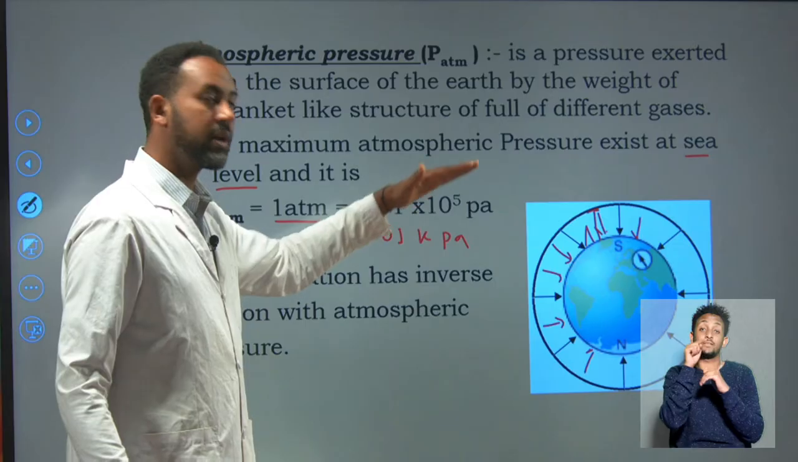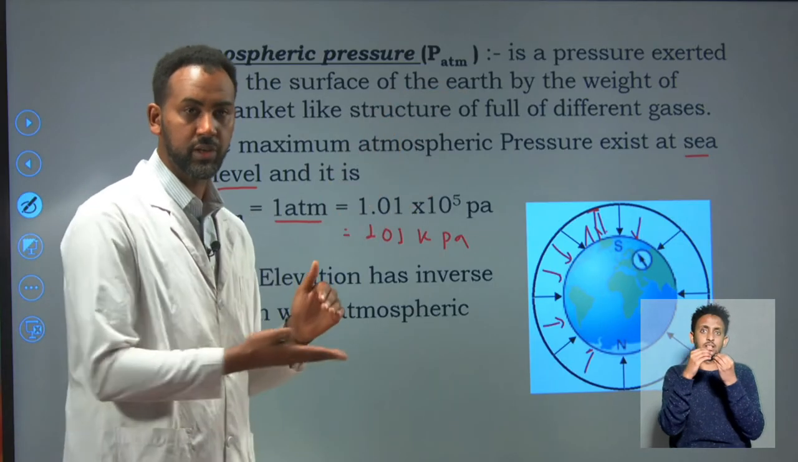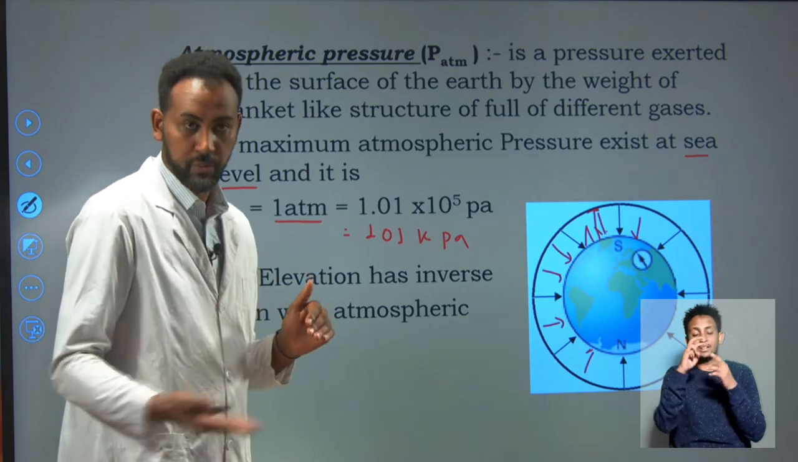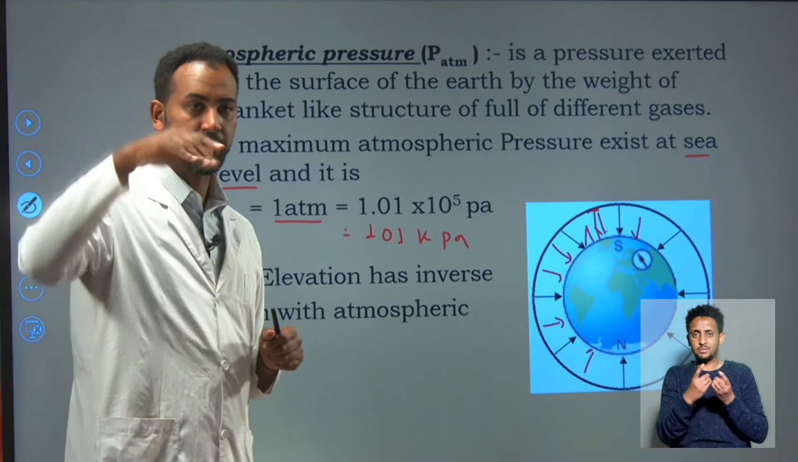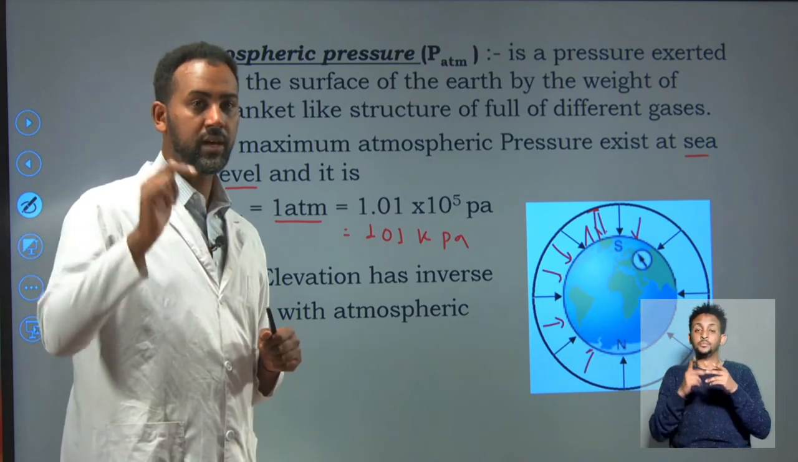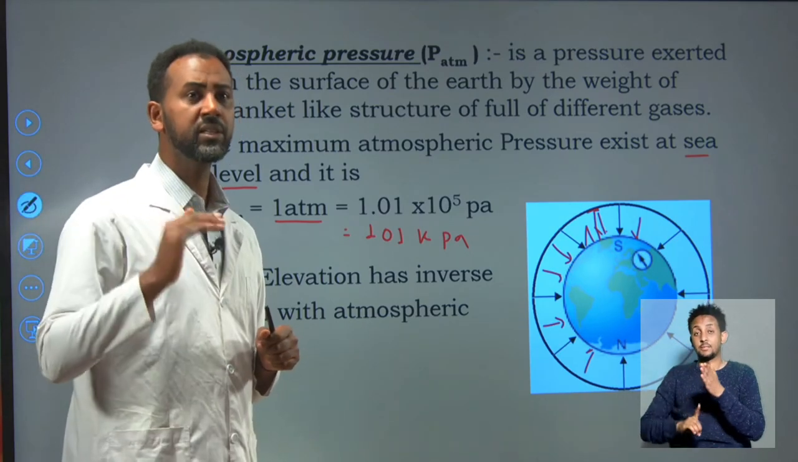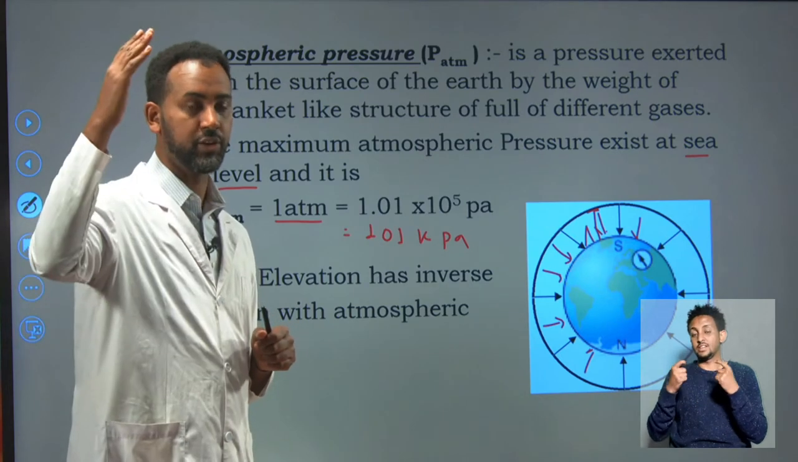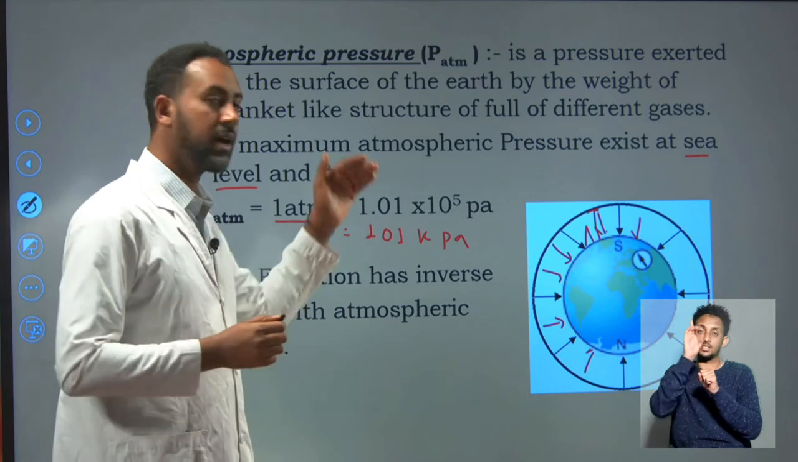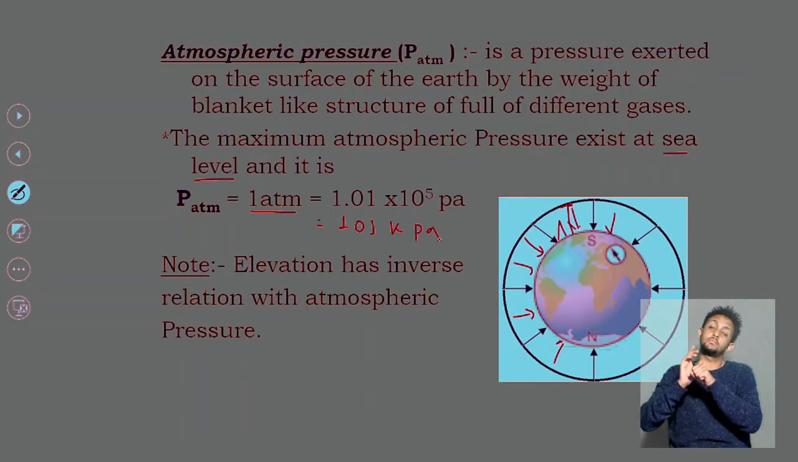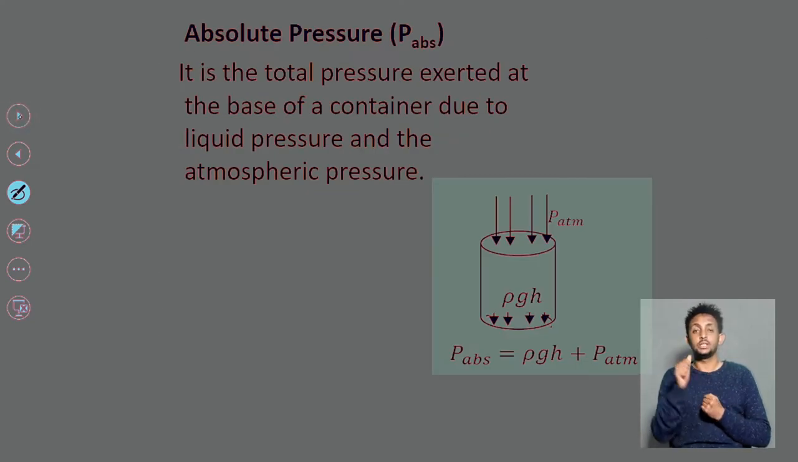Above that, when you are increasing elevation, elevation means from a given reference frame on our surface going above. When you mean depth, it is from a given surface going down. So pressure has a direct relation with depth, but an inverse relation with elevation. As you increase elevation, pressure decreases, especially atmospheric pressure. Note that elevation has an inverse relation with atmospheric pressure. And the other important concept is absolute pressure.